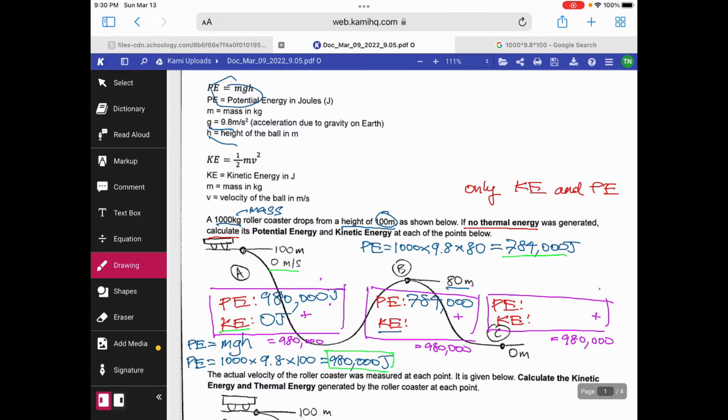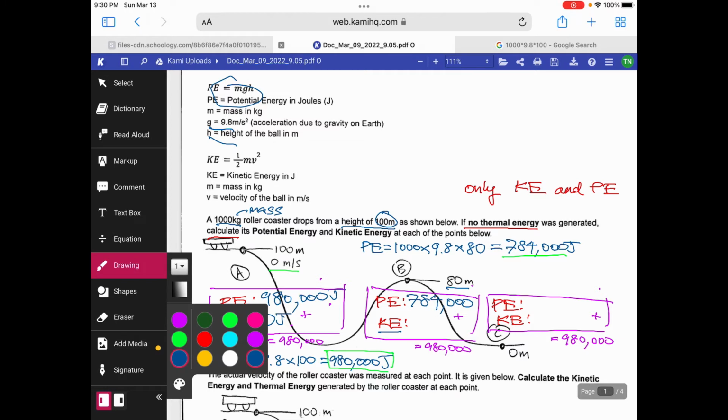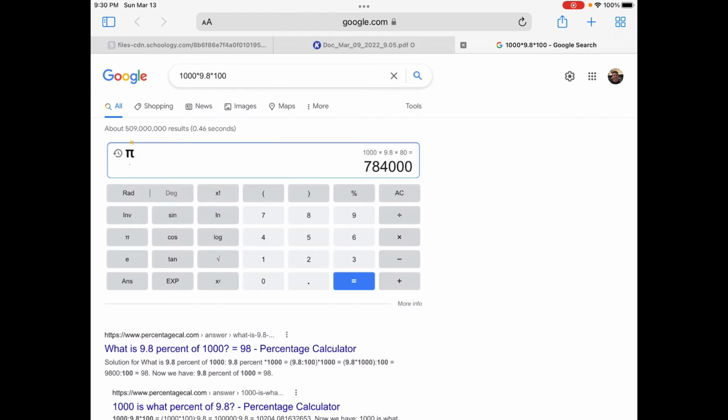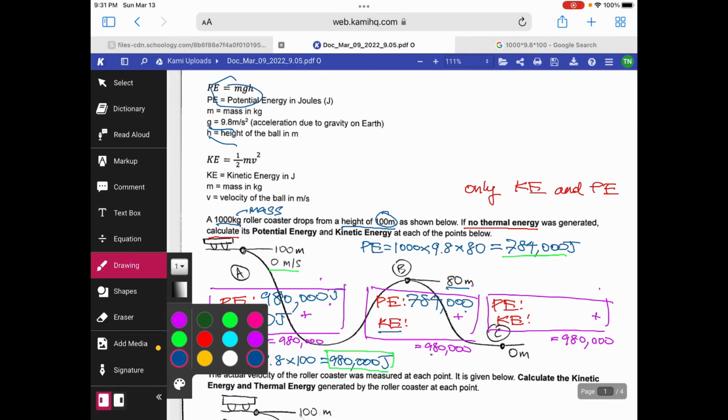So, to find the cart's kinetic energy, I have to subtract 980,000 minus 784,000. So 980,000 minus 784,000 equals 196,000.